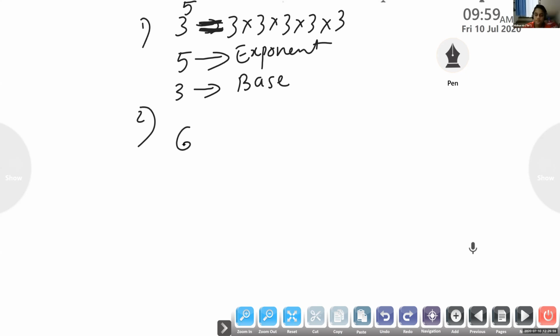6 raised. Ma'am, we will not find the answer then. No need to find. That we will do while doing your problems. This is just to understand what is exponent and base. Okay, now 6 raised to 7. Right, which is exponent, which is base.